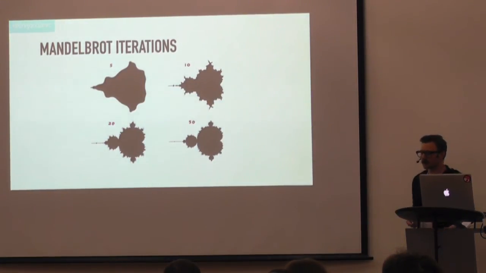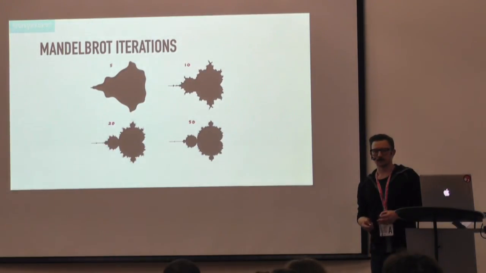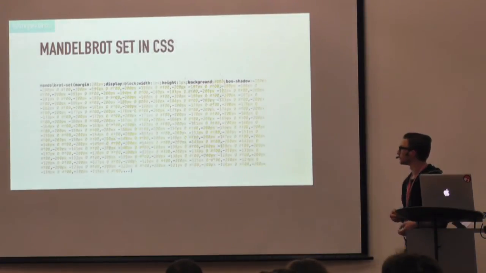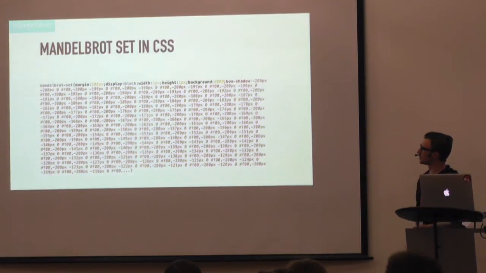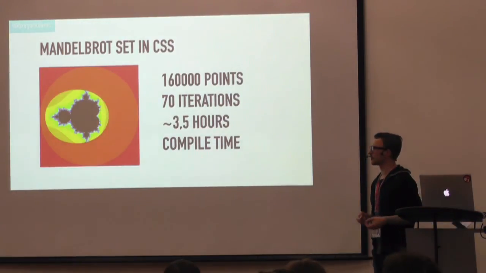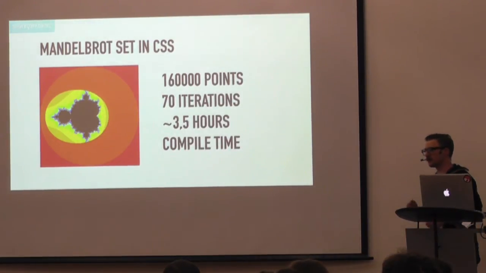So yeah, the Mandelbrot set in CSS. What I did is I rendered it as one element, so the element is called Mandelbrot set. And then I'm just generating a lot of box shadows to actually display it. This is just a small snippet of the code, and the entire magic is here. And you can see, okay, this is a big box shadow. In the end, it looks like this. It has 160,000 points. That's 400 times 400 pixels. I ran it with 70 iterations, and it took 3.5 hours to compile.